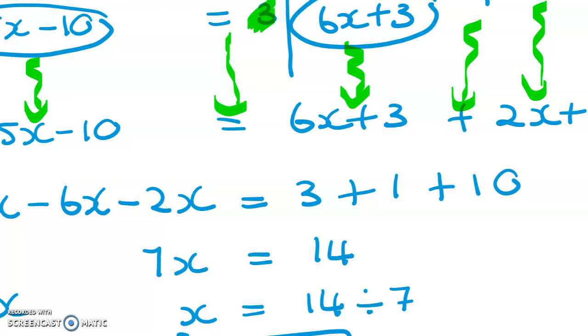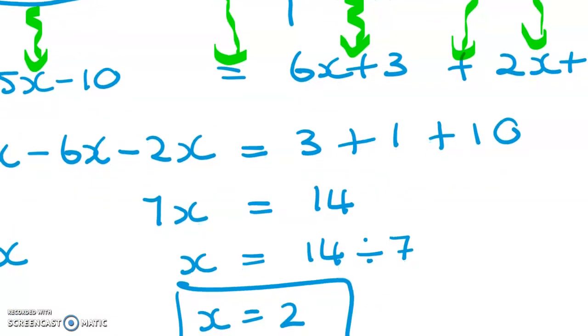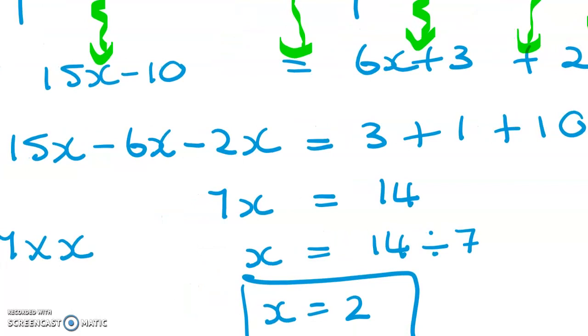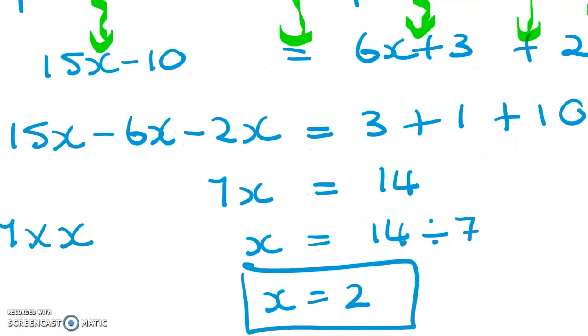So then you're going to have 7x equals 14. And x equals 14 divided by 7. And x equals 2. Okay, just to note there, lads, that 7x means 7 multiplied by x. So when you get x on its own, you bring over multiplication, becomes division. And that is it. That's algebra done.